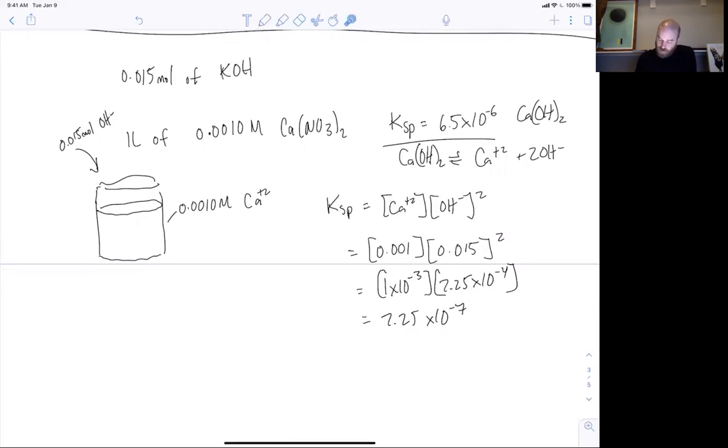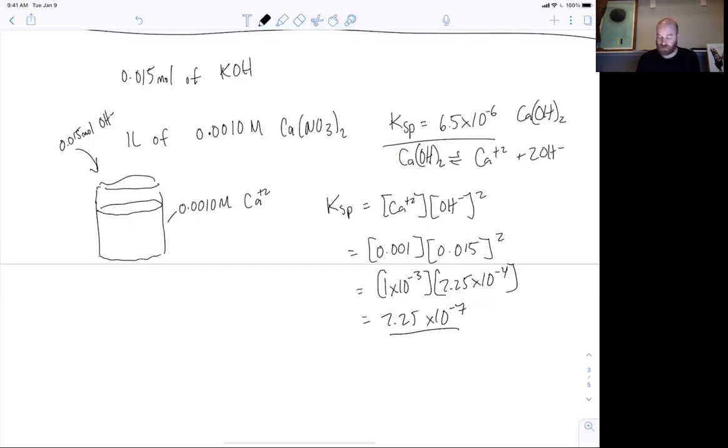Since 2.25 times 10 to the minus 7th is less than 6.5 times 10 to the minus 6th, we're not going to see any calcium hydroxide form. That's the way to read this. It's like you're before you get to the saturation point. I think one way to look at it is, can you call this Q? I was thinking about this last time. I think maybe you can.